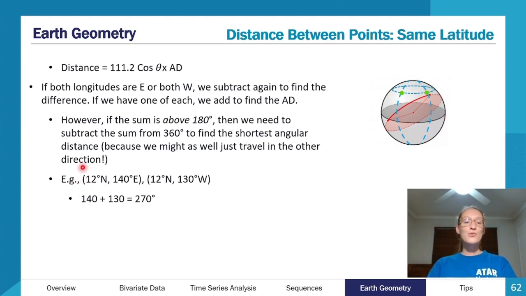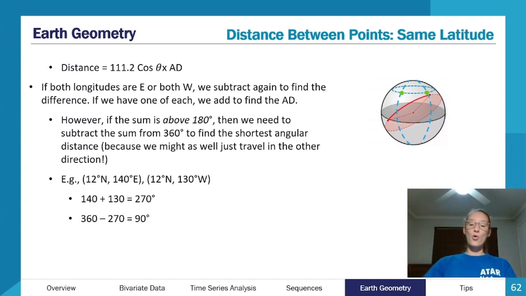So here we're looking at 12 degrees north. That's our shared latitude, our theta value. And now we need to find the angular distance between 140 degrees east and 130 degrees west. To do that, we add them together. And like the example I gave before, they're 270 degrees apart.